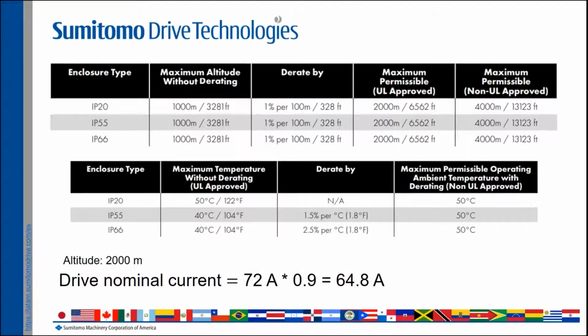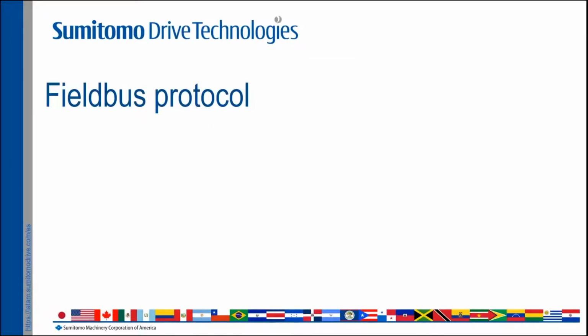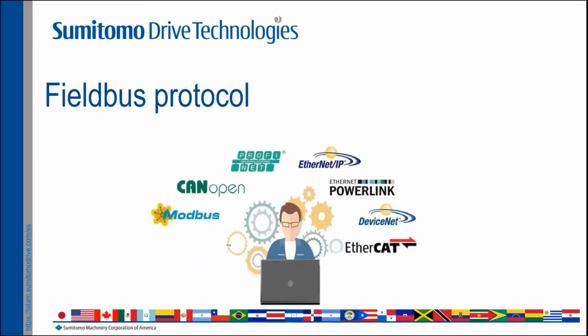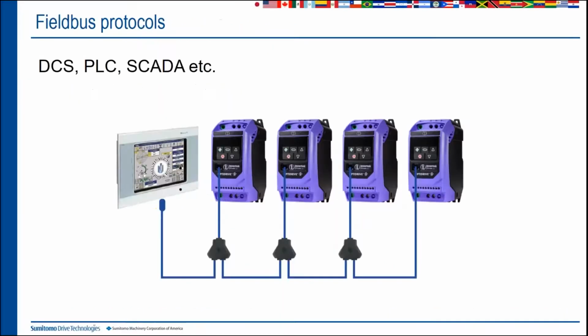And also there can be another factor, for example, the fieldbus protocol used. Maybe some factories or some systems need to be integrated with some of the fieldbus protocols available in the market. There are a lot of protocols, but what you can do with a fieldbus, basically, you can control remotely all your drives, and also you can simplify the wiring for all your drives.